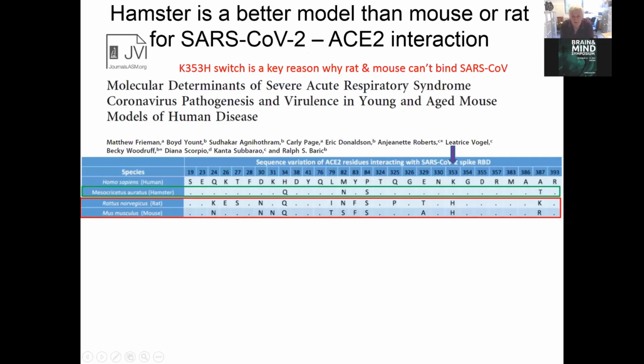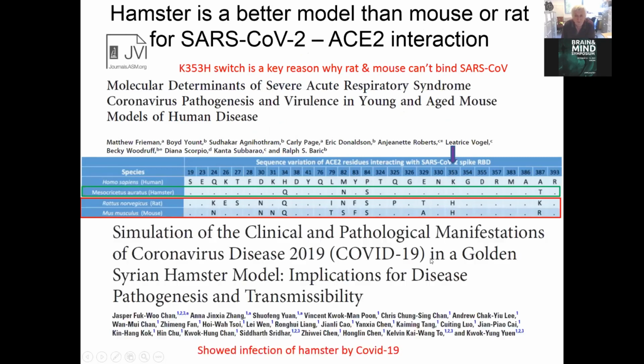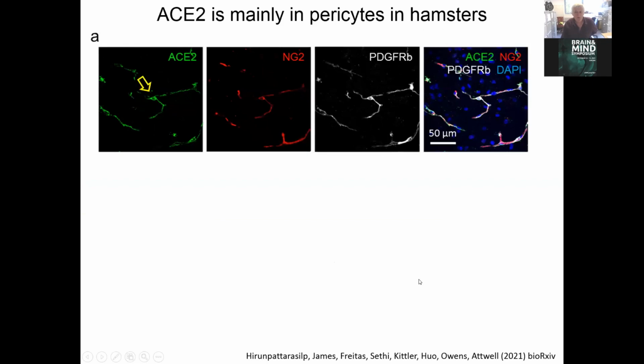To study this, you can't use rats or mice because the sequence of their ACE2 has changed from the human version, in particular at this K353 position. However, hamsters haven't got this mutation, and they're a good model for looking at the properties of COVID-19. So we use golden hamsters to do these experiments.